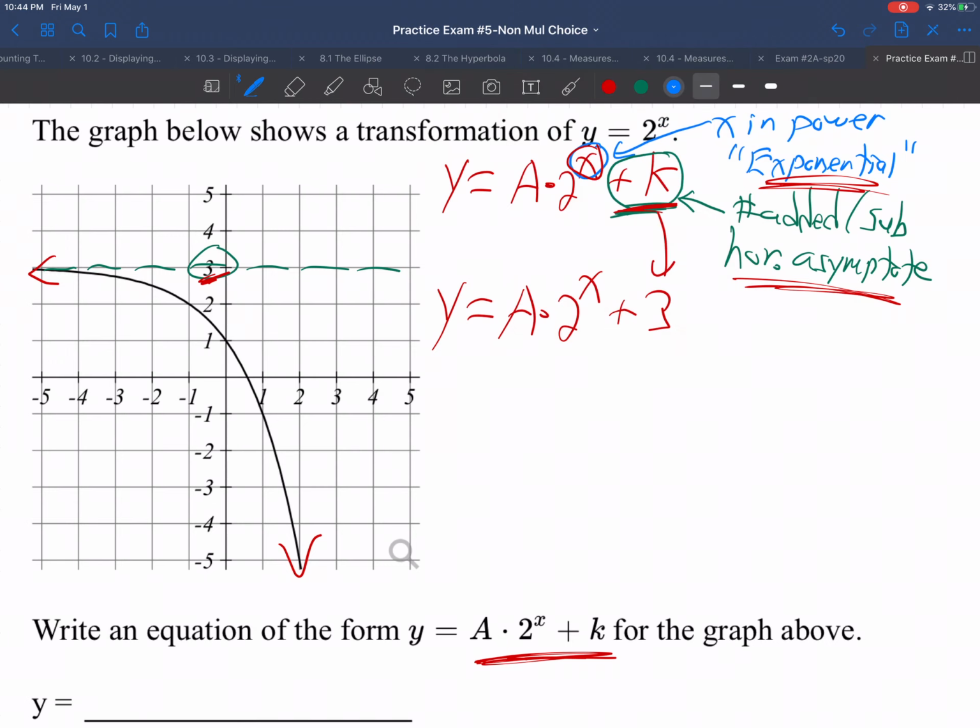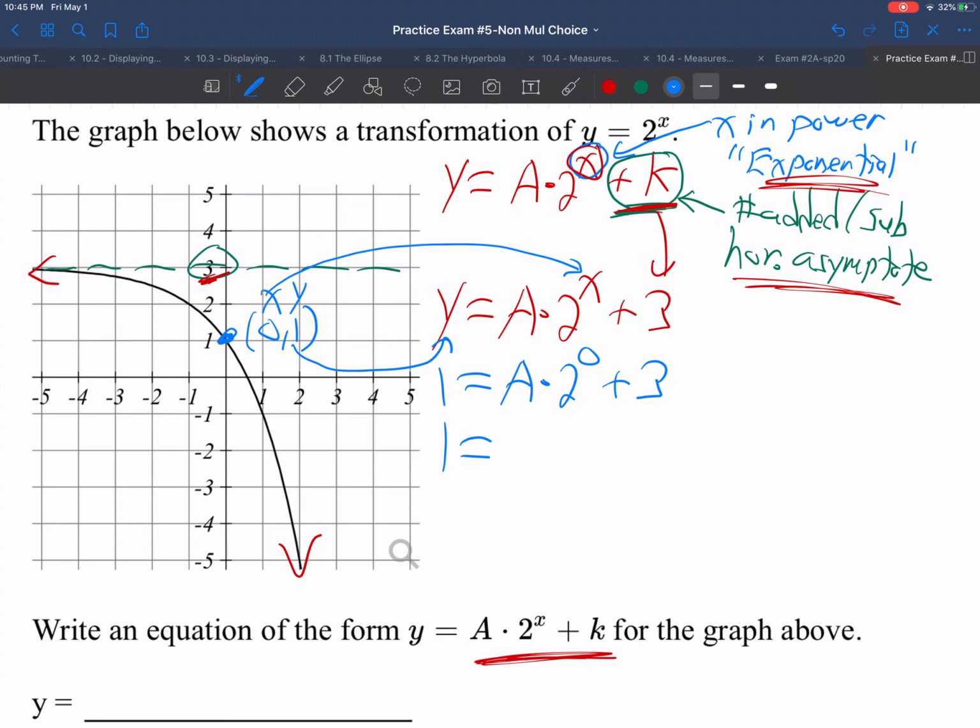So how do I find a? Just plug in a point, any point. The y-intercept would be easiest, this point right here. This is over 0, up 1. X is 0, y is 1. So plug in x is 0, y is 1, because that's a point on the graph, right? So it's got to make the equation true.